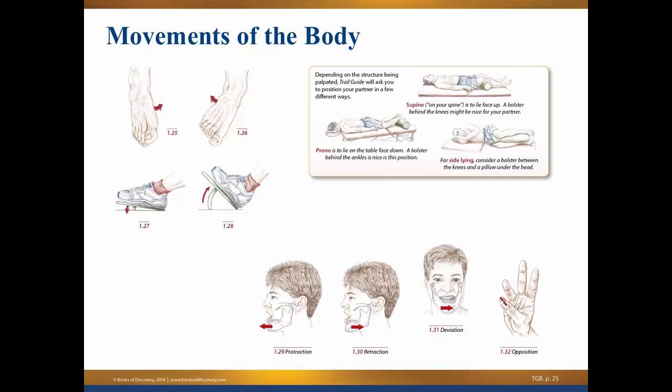Finally, in the lower left-hand corner of your slide, protraction of the jaw, sticking that chin out, that mandible sticks out with protraction. Then to bring it back is retraction of the jaw. Figure 1.31, deviation of the jaw, moving it side to side. With tight muscles on one side of the jaw, the mandible may appear to be slightly to the left or slightly to the right. Sometimes we see this deviation of the jaw looking a little slanted. And then finally, opposition is a term we use when referring to our fingers.